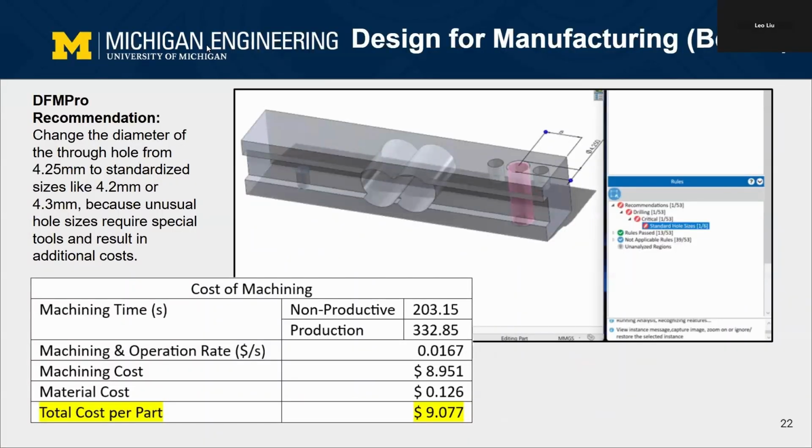Here's the weighing sensor beam that we chose to redesign. Using the analytical method and assuming 100K units of production volume, the total cost per part is estimated to be $9.077, and the cost breakdown is shown in the table below. The only recommendation given by DfM Pro is to change the diameter of the through hole into standard sizes, because unusual sizes require special tools and will result in additional costs.